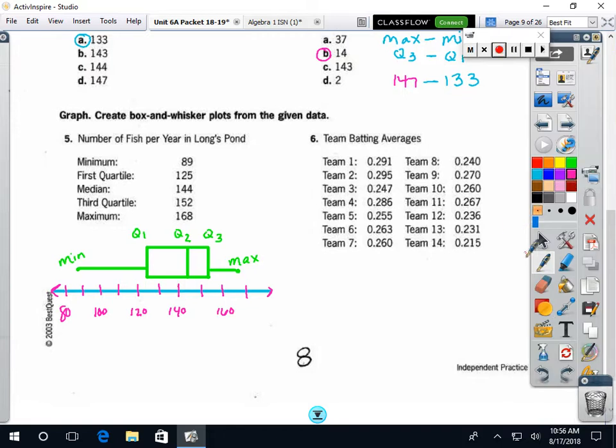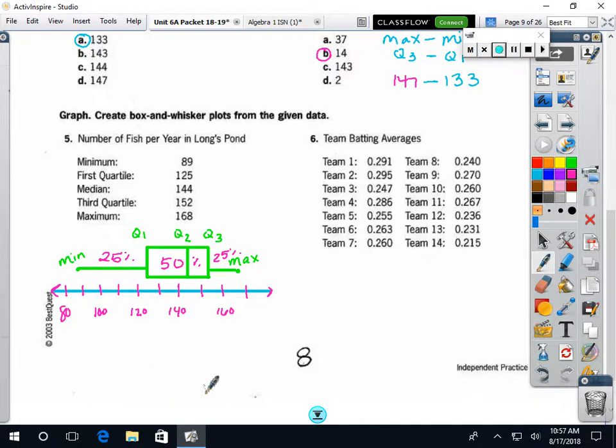Now, some information to know about the box and whiskers plot is 50% of the data falls inside that box. So 50% of your numbers, like if you had 10 data items, what's 50% of that? 5 of them. 5 of them would fall within this box. 25% of them would go outside the box on the left side between the min and quartile 1, and then the other 25% would go on the other side between quartile 3 and the max. And see how that adds up to 100%?